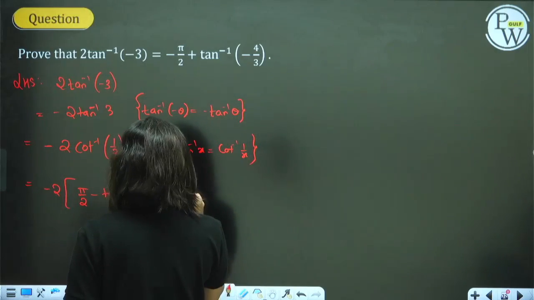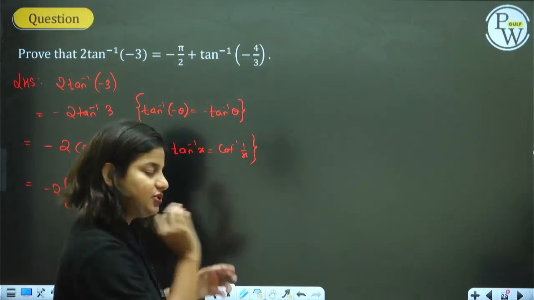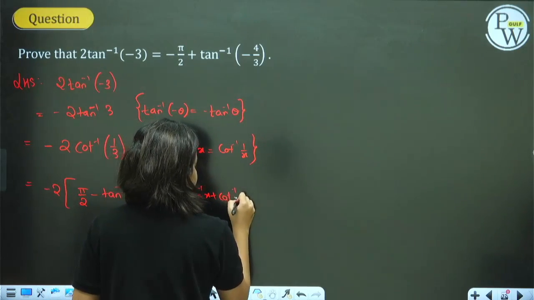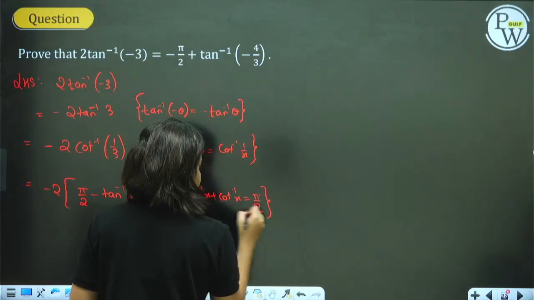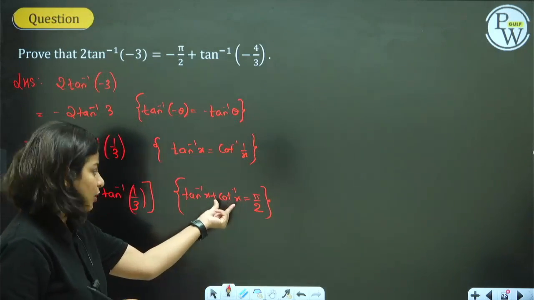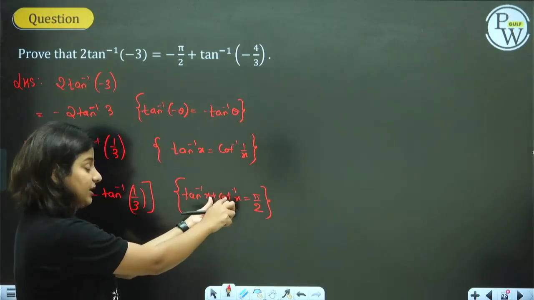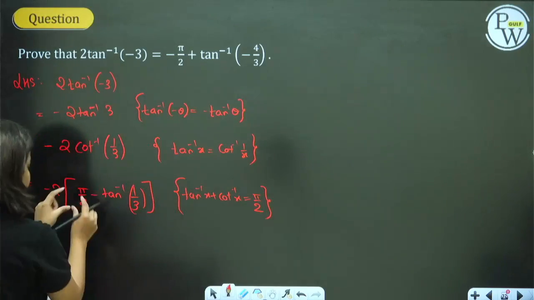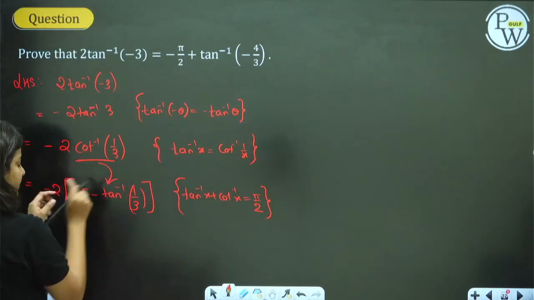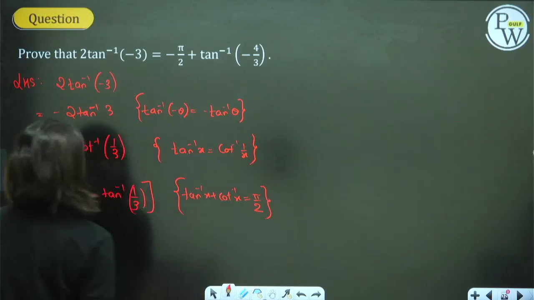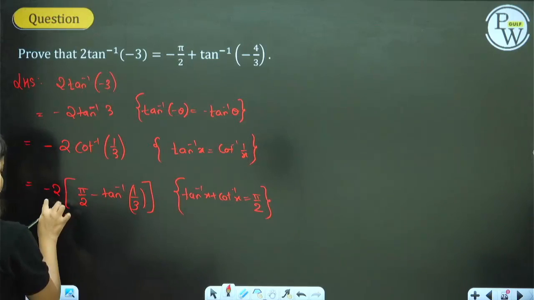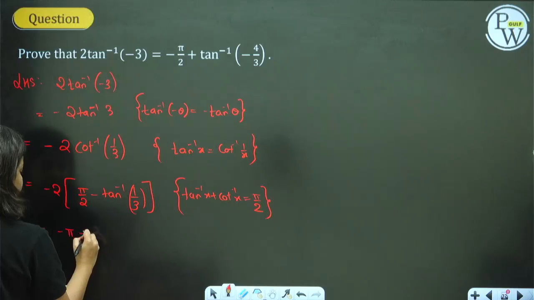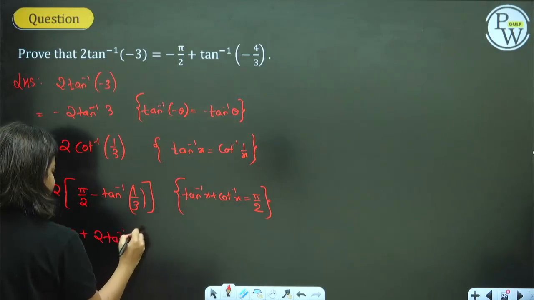I think this was also used in the previous question. What is tan inverse of x plus cot inverse of x? It's 90. Tan inverse of x plus cot inverse of x is 90. From here, what will be cot inverse of x? What will be tan inverse of x? 90 minus cot inverse, and cot inverse will be 90 minus tan inverse. That's what I've written. This cot inverse as 90 minus tan inverse. Multiplying minus 2 inside, we'll get minus pi, minus of minus, plus 2 times tan inverse 1 by 3.